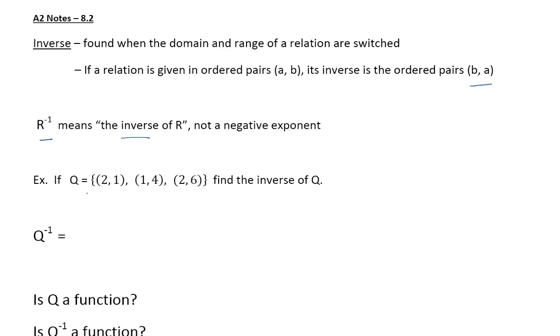So first quick example here. If Q is defined to be these three ordered pairs, find the inverse of Q. And so you literally do just switch around the x and the y. So (1, 2) is the first ordered pair in the inverse, and then (4, 1), and then (2, 6). All right, simple enough.